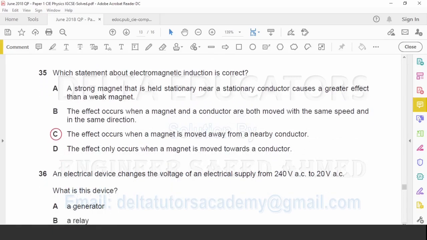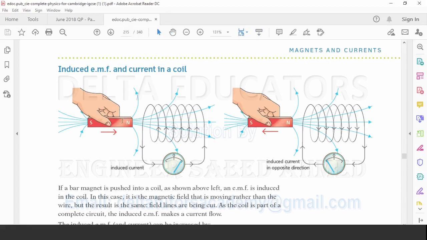Question number 35. Which statement about electromagnetic induction is correct? Okay, here we have a bar magnet. It is a solenoid, or we can say simply it is a conductor, it is a coil. When we move this bar magnet towards the coil, there is an induced EMF, and because of induced EMF there is a current. So when we move this bar magnet towards the solenoid, or if we move this bar magnet away from the solenoid, there will be induced EMF, there will be current. If we stop this bar magnet, if it is not moving, then there will be no more current.